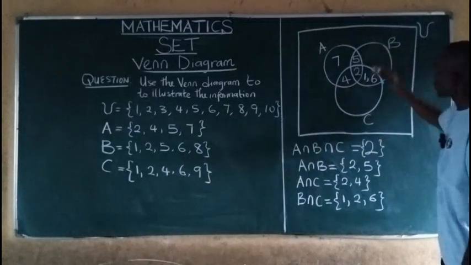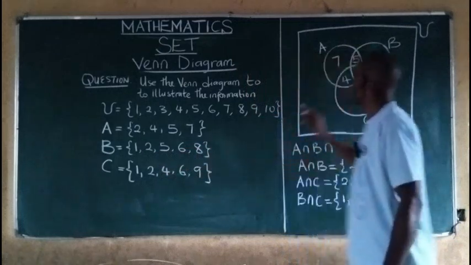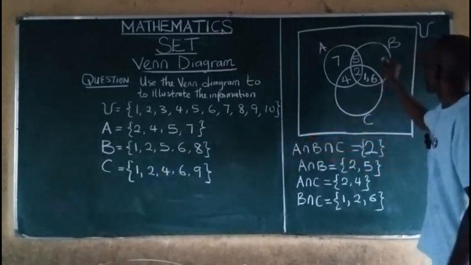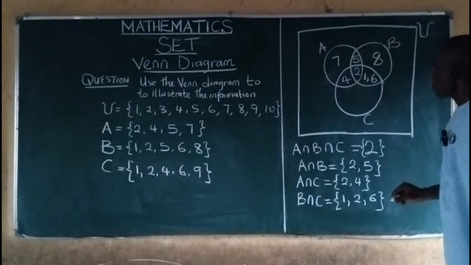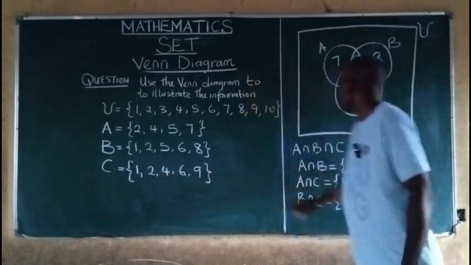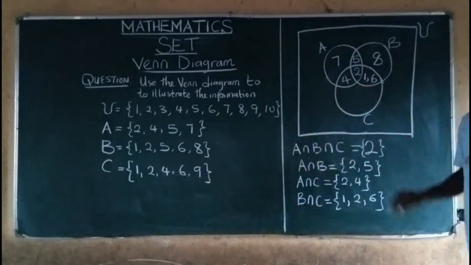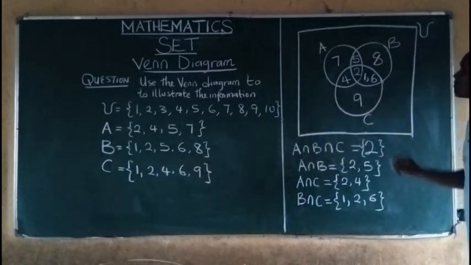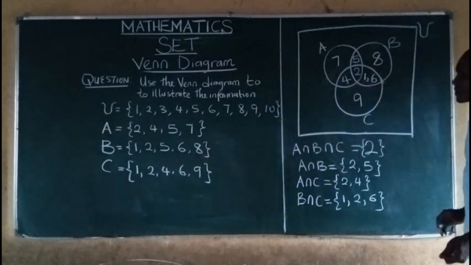If we come to B, we have 1, 2, 5, 6, and 8. We already have 1, 2, 5, 6, but no 8, so we write down that 8 here. If we come to C, we have 1, 2, 4, 6, 9. Already here we have 1, 2, 4, 6, but no 9. So we'll write that 9 here. In a Venn diagram, you don't repeat any number that is already in the set.